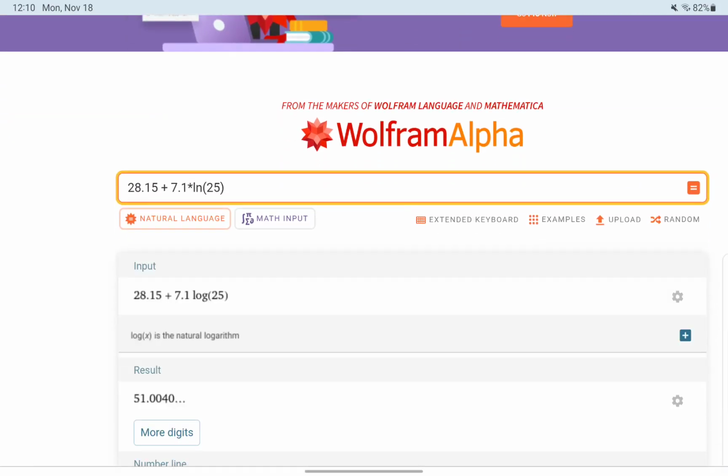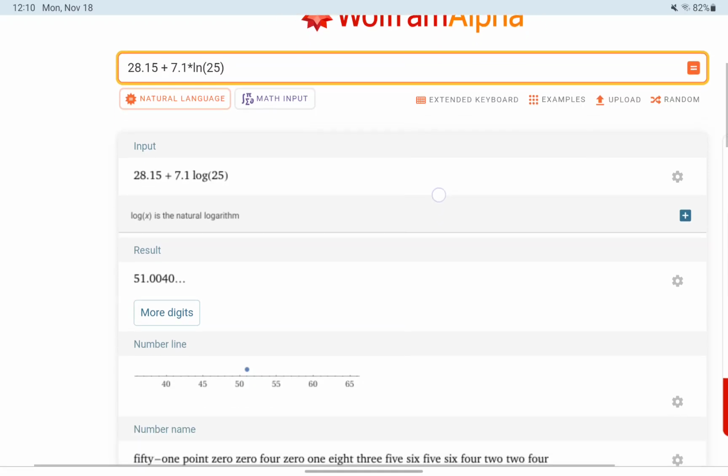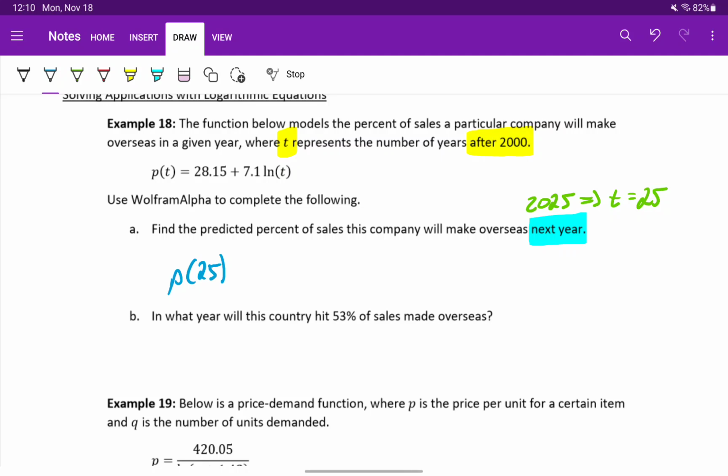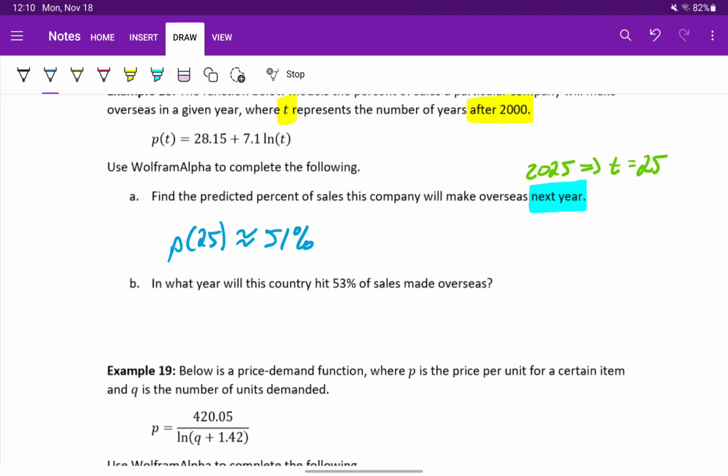Check your input interpretation and keep in mind that Wolfram Alpha uses log with no particular base to represent the natural log. But we get a result of 51.00, or 51% approximately. So in the year 2025, this model predicts the company will make 51% of its sales overseas. And then we're asked in part B, in what year will the company hit 53% of sales made overseas?